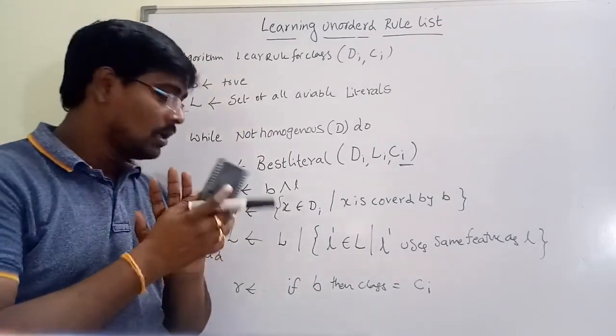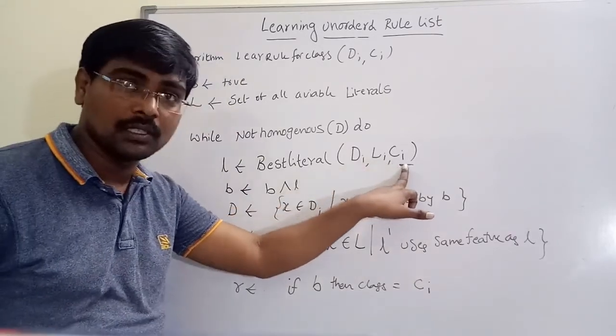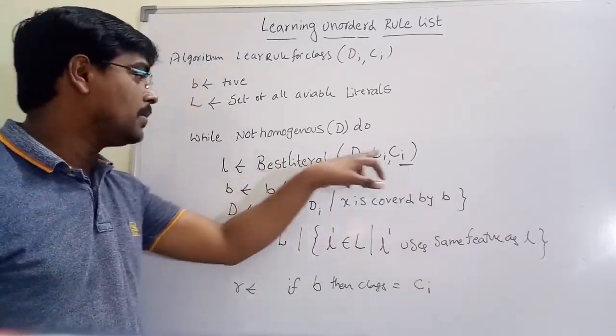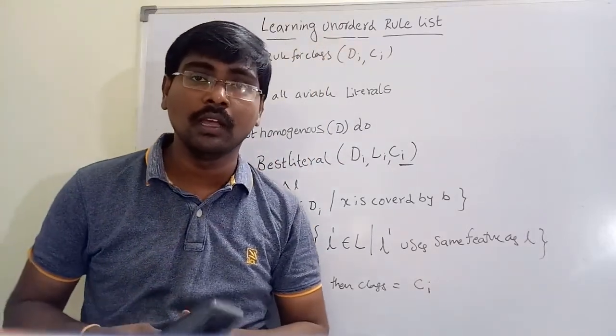See the example, the entire example is the same. Here is the difference: we are predicting based on the class only. This is learning unordered rule list.